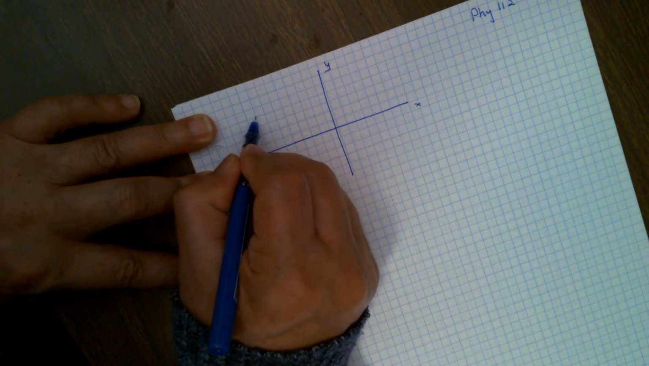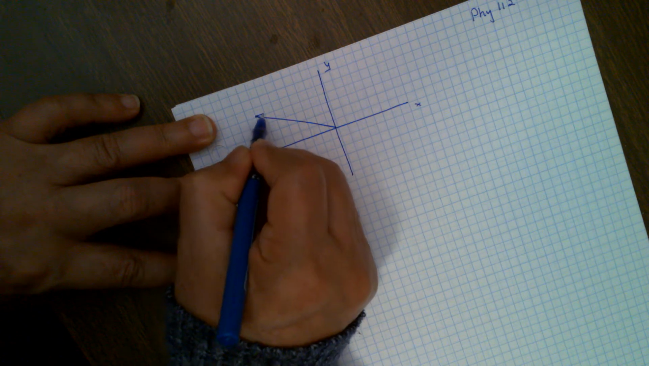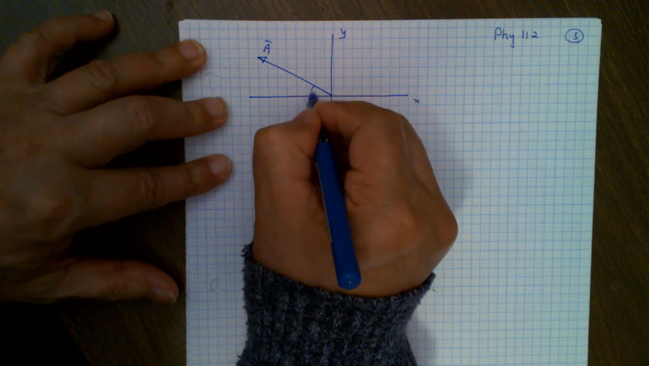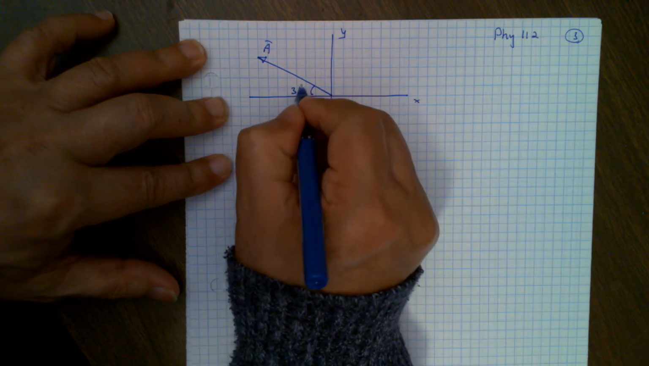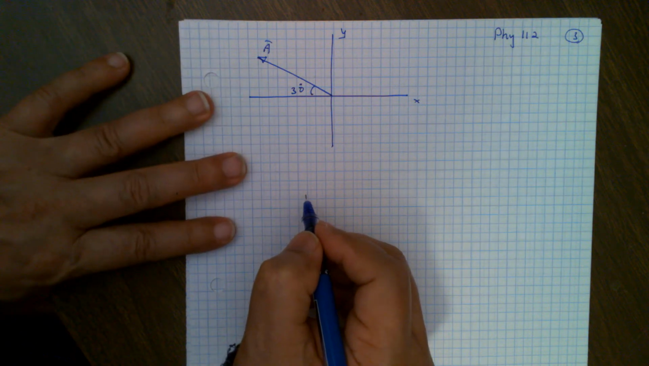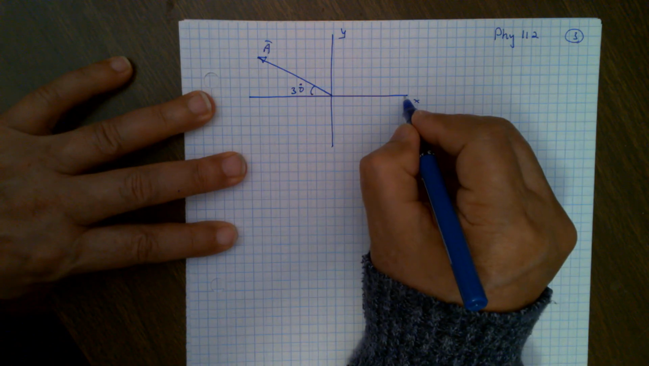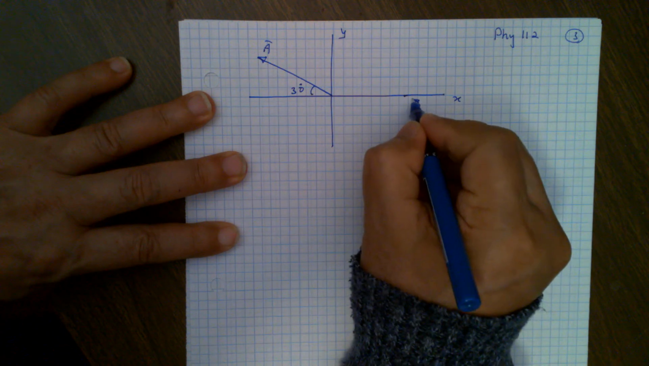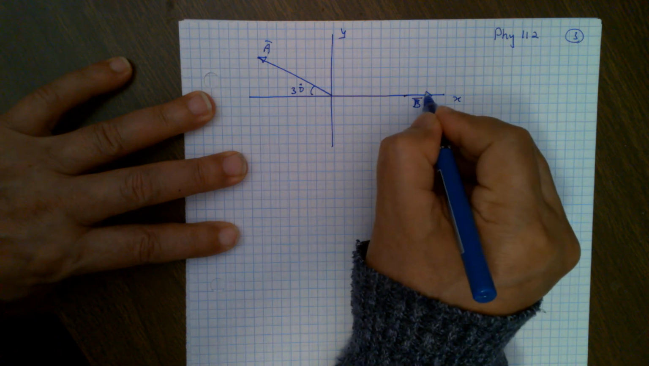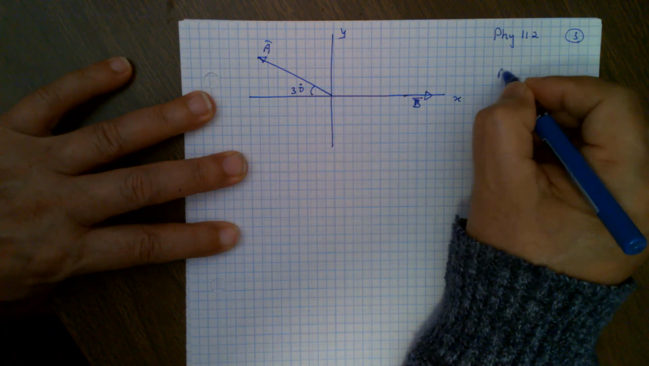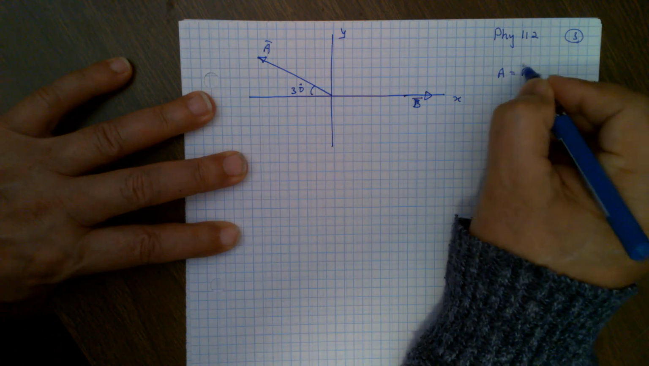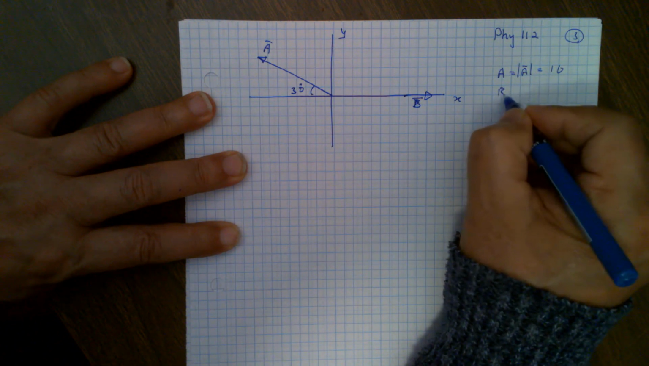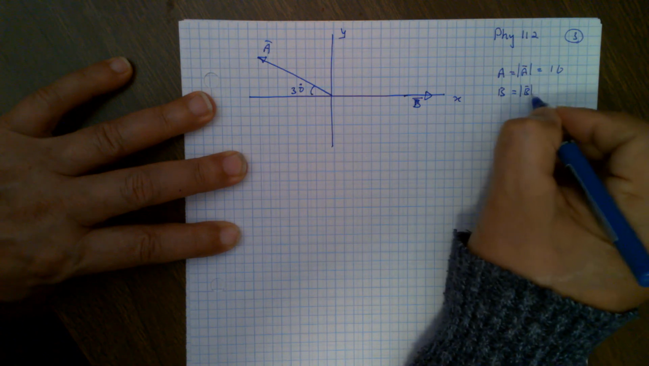Now, this is my first vector. Let's call it vector A, and it's, let's say, 30 degrees making with a negative x-axis. Then I have another vector B in that direction, and let's now put the magnitudes. The magnitude of vector A is 10, and the magnitude of vector B is, let's say, 12.